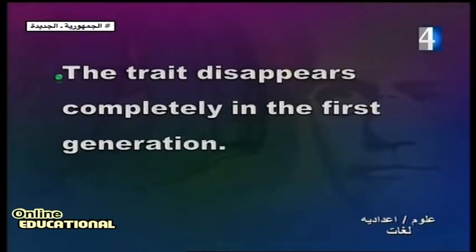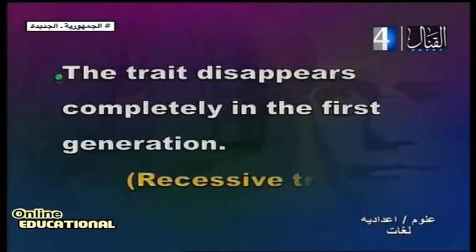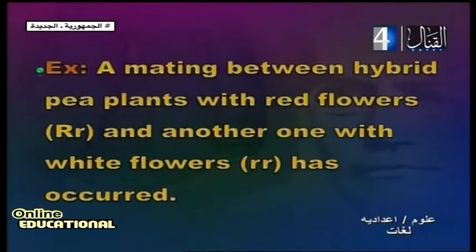The trait disappears completely in the first generation. What is the trait that disappears completely in the first generation? It is a recessive trait.